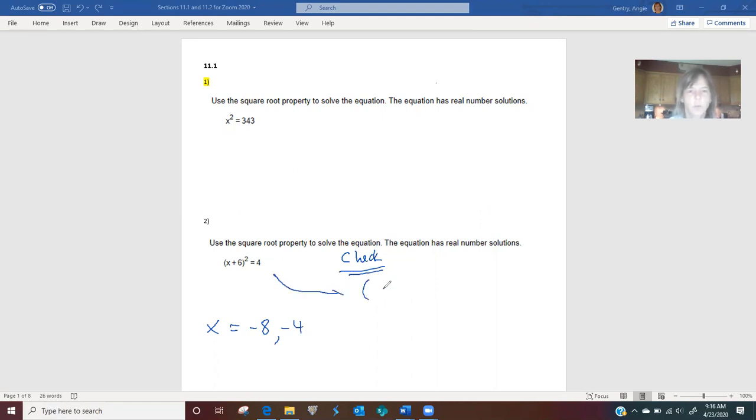So this is my original, and we're going to say x is -8. -8 plus 6, quantity squared, equals 4. And this is our check. We're asking, is that true? -8 plus 6 is -2. And -2 quantity squared is -2 times -2, which is 4. And 4 equals 4, true.